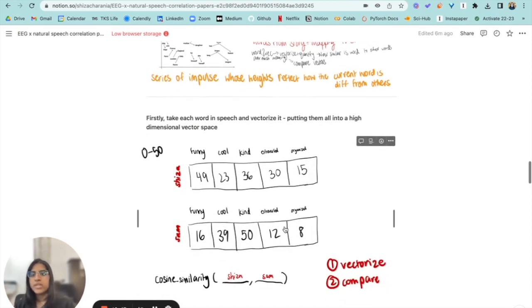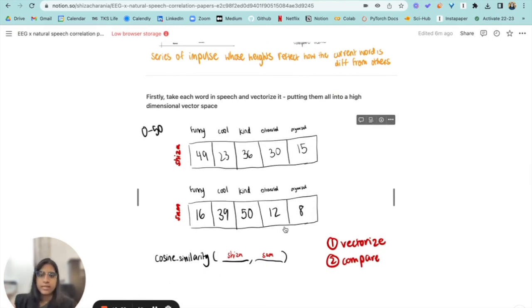So firstly, you take each word in the speech, as I mentioned, and you give it a parameter and you vectorize it. In this case, let's say I'm doing a personality test. You're going from a bunch of traits: funny, cool, kind, extroverted, and organized. And you're going from a range of 0 to 50. So let's say for my characteristics, Shiza, I'm funny, 49 out of 50. I'm pretty cool, 23 out of 50. Pretty kind, I'd say, extroverted, and then organized. So you have a range of scores based on all of these traits.